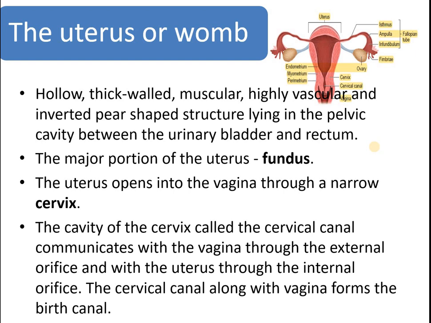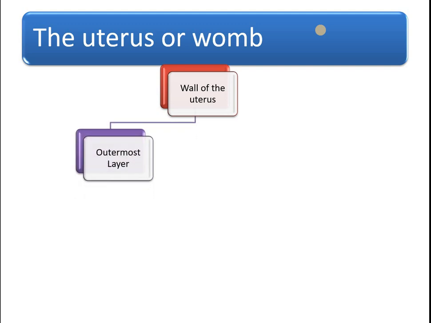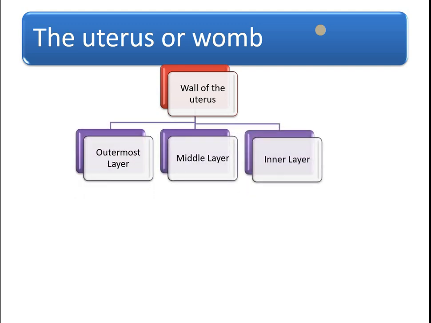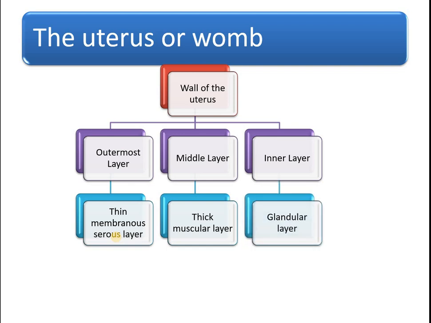Uterus. The second part we are going to study is the uterus. See here, it is a uterus. When you see the structure of the uterus, you can find three layers in the wall of the uterus: the outermost layer, middle layer, and inner layer. The outermost layer is a somewhat thin membranous serous layer, the middle layer is a thick muscular layer, and the inner layer is a glandular layer. It is about the uterus of the female reproductive system.